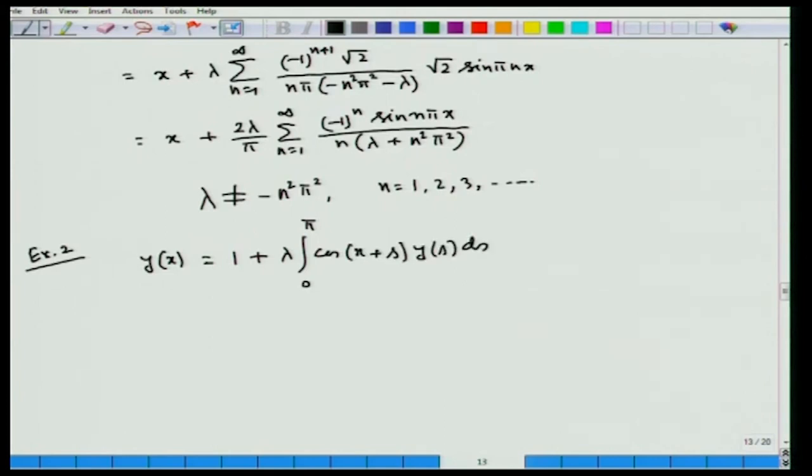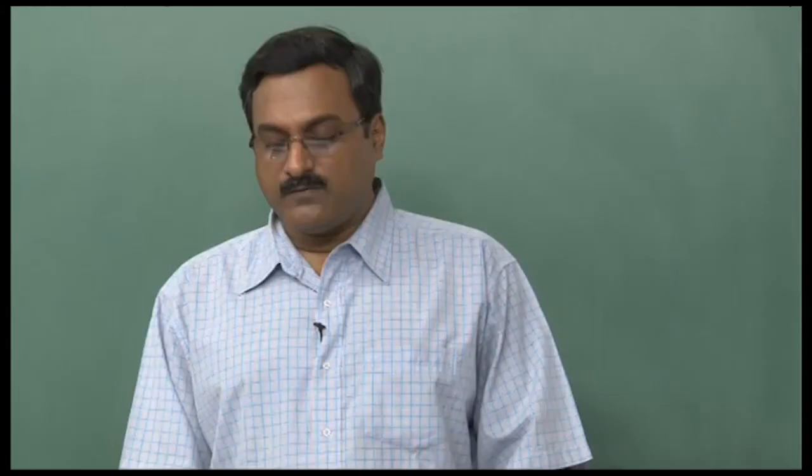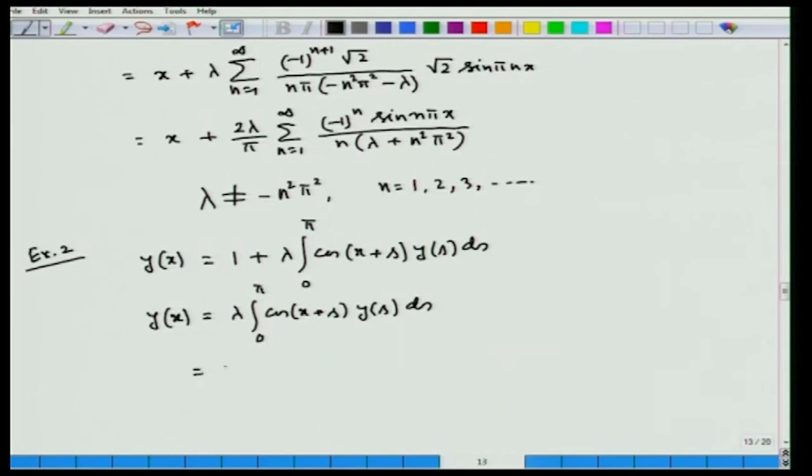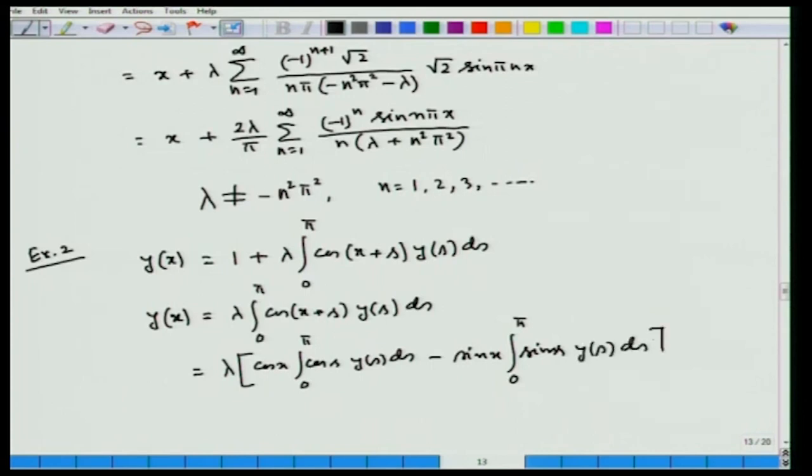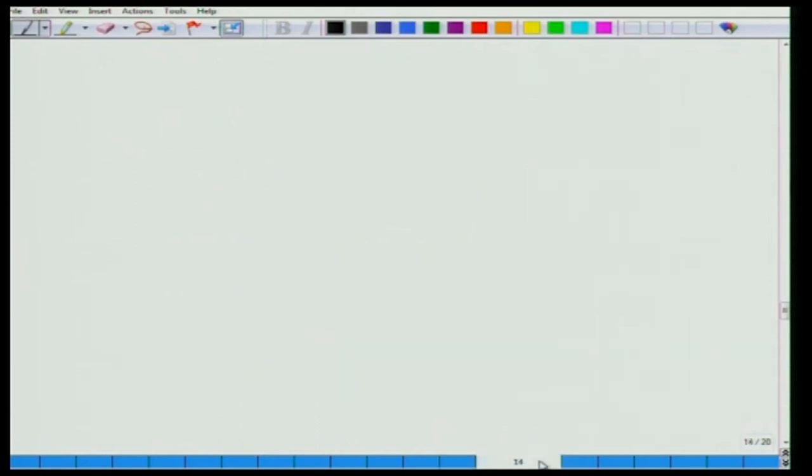ds. So, first of all, we have to find out eigenvalues and eigenfunctions for y(x) equal to lambda integral 0 to pi cos(x plus s) y(s) ds, and using the procedure of separable kernel, we can calculate the eigenvalues. We can rewrite this expression as cos x integral 0 to pi cos s y(s) ds minus sin x integral 0 to pi sin s y(s) ds, and then defining the first integral, 0 to pi cos s y(s) ds, as c 1 and 0 to pi sin s y(s) ds as c 2, we can find the eigenvalues and eigenfunctions for this particular problem. I am not going to solve that part.